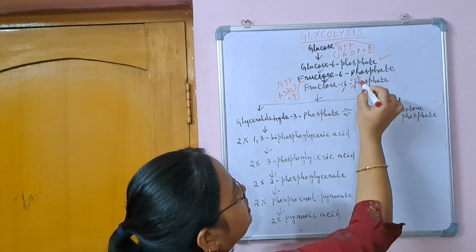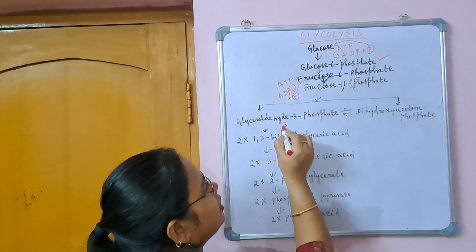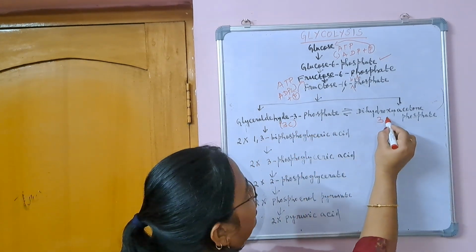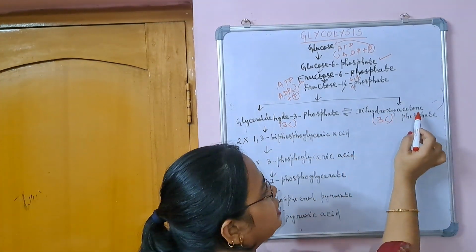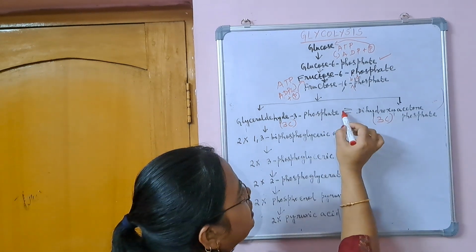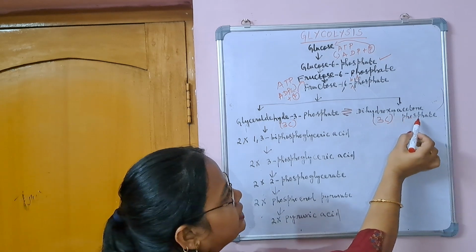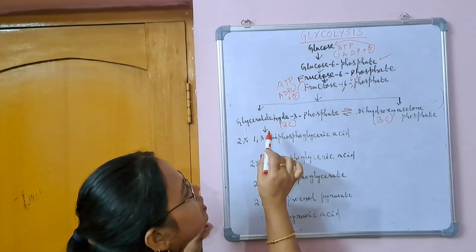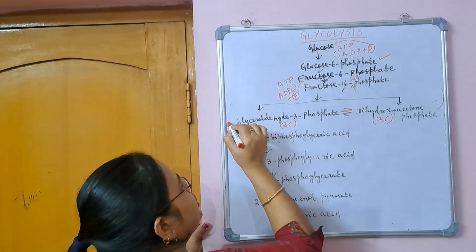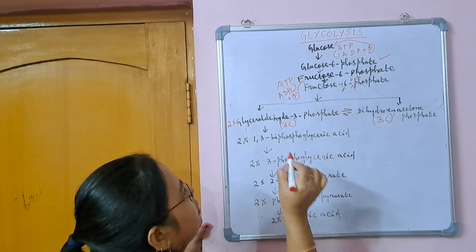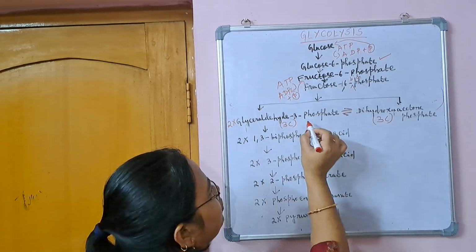Now this fructose 1,6-bisphosphate is getting converted into two 3-carbon compounds. One is glyceraldehyde 3-phosphate, another is dihydroxyacetone phosphate. And you can see here they can be interconvertible. This dihydroxyacetone phosphate is getting converted into glyceraldehyde 3-phosphate, and two of them are entering into these further steps.